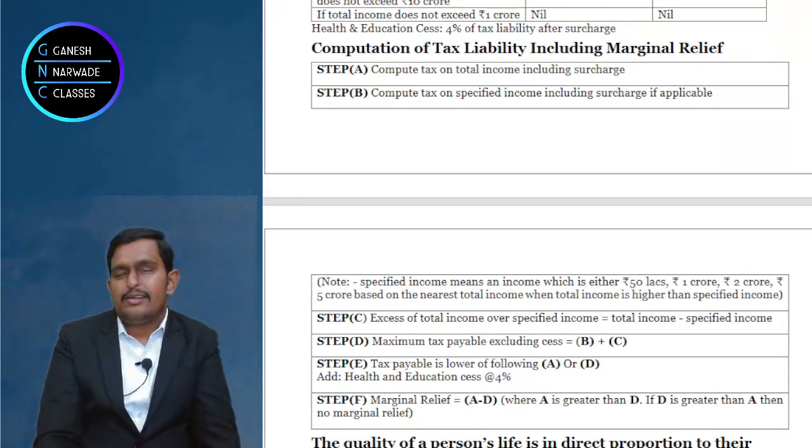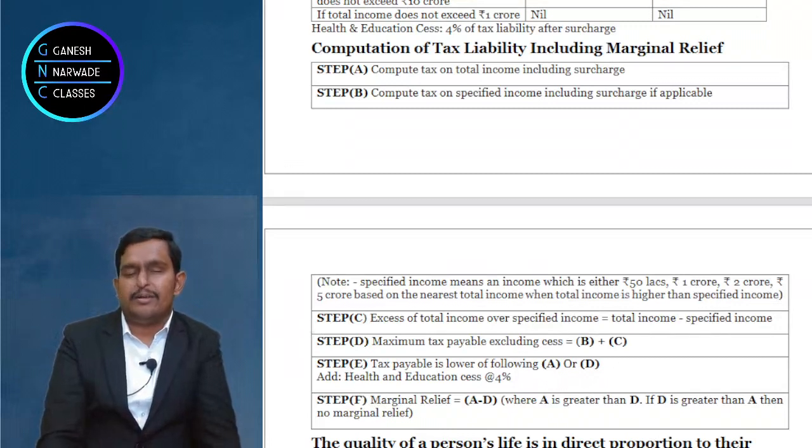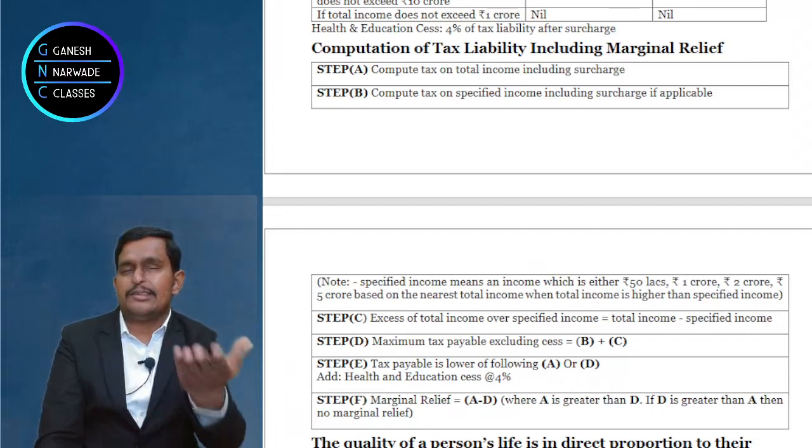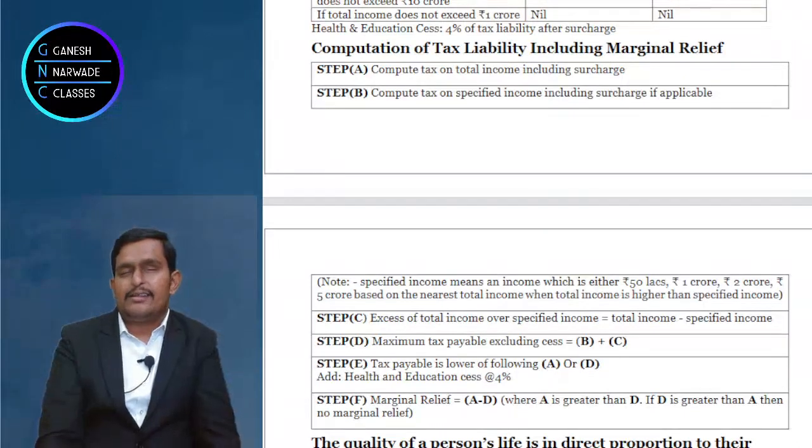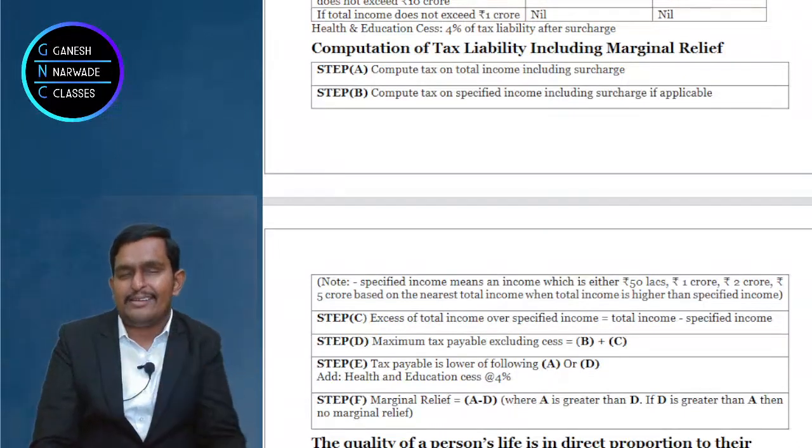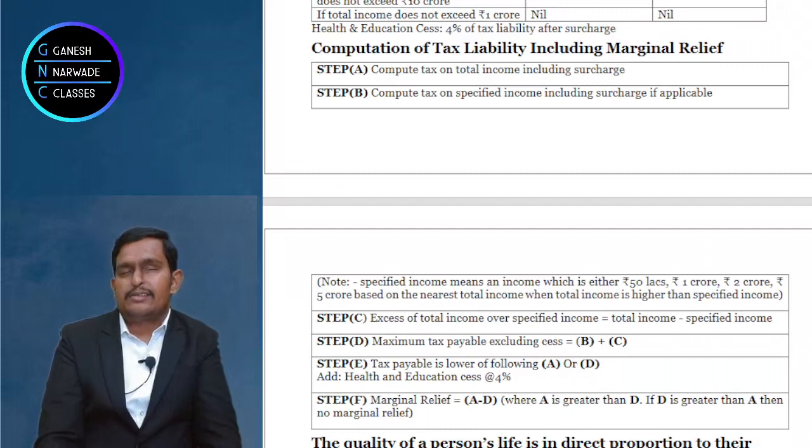Okay. Now step B talks about calculate tax on specified income. That means calculate tax on 1 crore. And you also add surcharge to it, right? Because on 1 crore surcharge is applicable, right? That's why we will add. Suppose if the specified income is 50 lakhs, is there any surcharge applicable? No. So we will not add surcharge. So step B talks about calculate tax on specified income including surcharge if applicable.